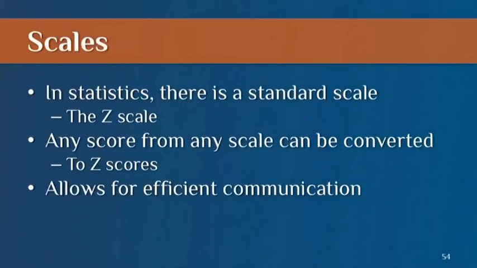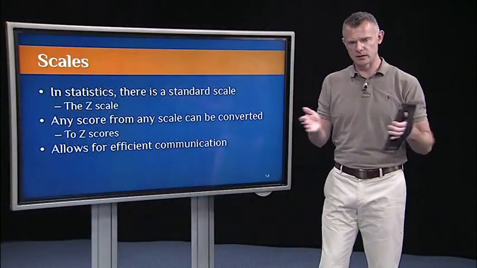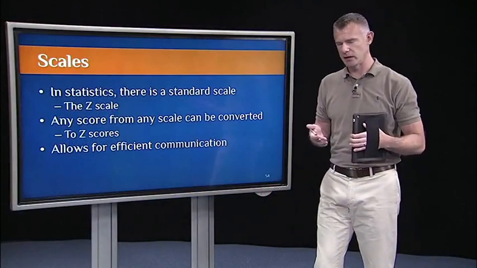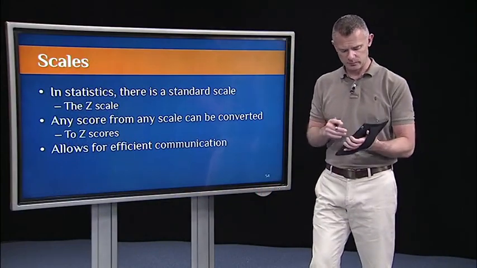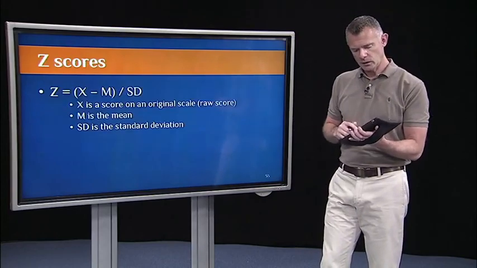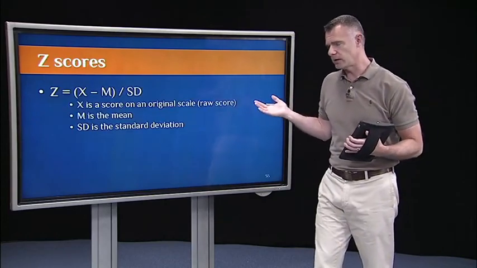But in statistics, what's nice is there's a standard scale, and it's called the z-scale. Any score from any scale can be converted into a z-scale with z-scores. And this allows for really efficient communication across statisticians. Scientists can share data, different researchers can share data. If everything's converted to a z-scale, it's very easy to interpret. And it's a very simple calculation.